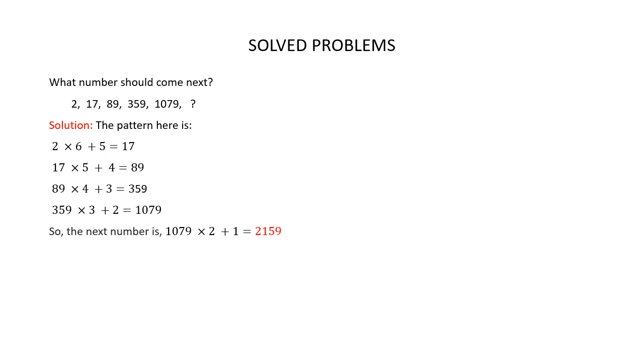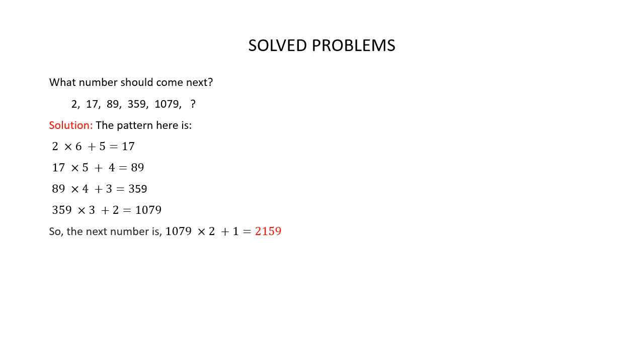In the next step you'll see that 17 multiplied by 5 plus 4 will give you the next number 89. Next, 89 multiplied by 4 plus 3 will give you the next number 359. Next, 359 multiplied by 3 plus 2 will give you the next number 1079.